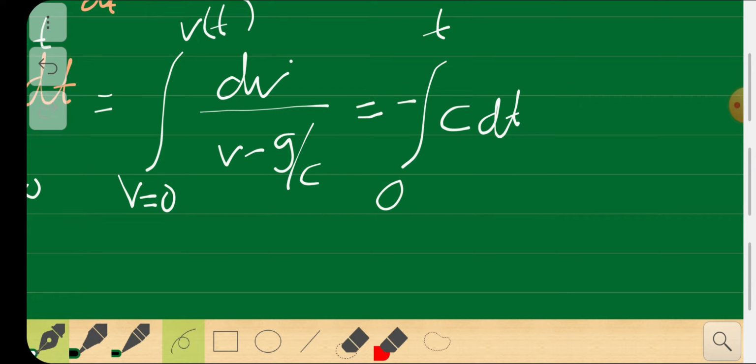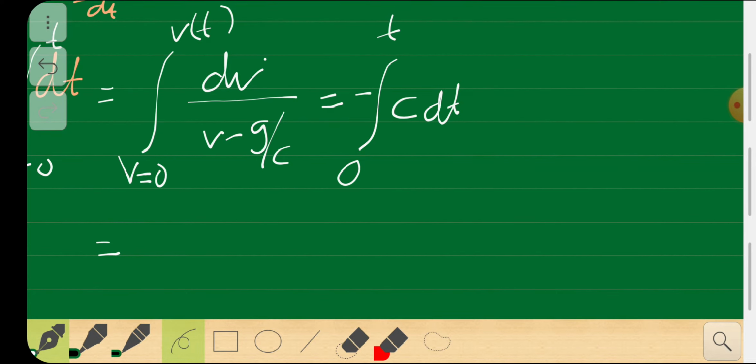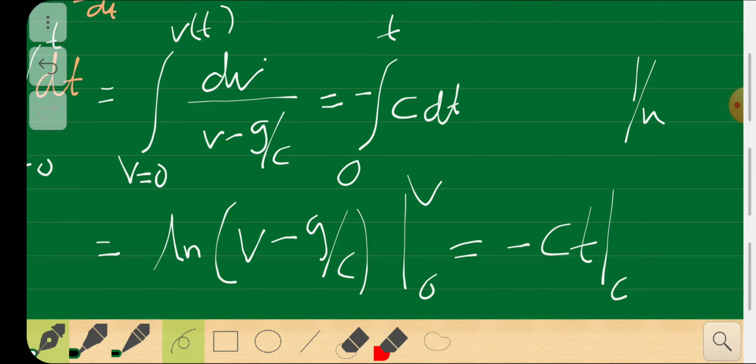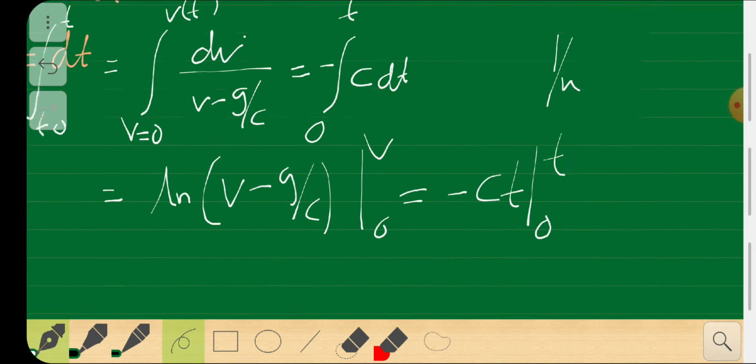Now I'm going to solve this equation. I just wanted it to be in a nice form. So 1 by v minus gc is of the form 1 by x, and 1 by x integrates to log x. So you get log of v minus g by c, within the limit 0 to v, must be equal to minus c t within the limit 0 to t. Okay, so it's very simple as it is right now.